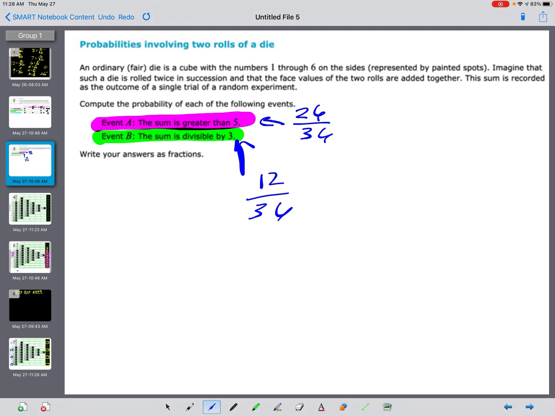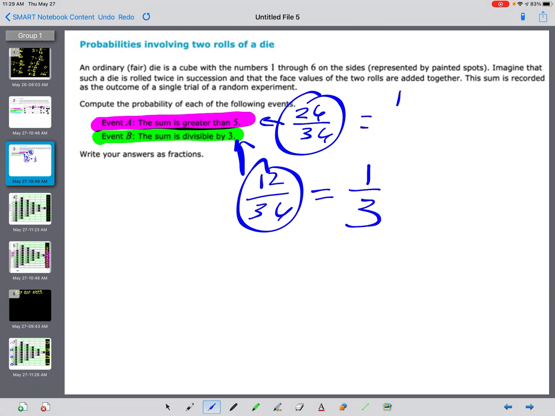If you're asked to simplify that, which we're not here, so you can just leave these answers, but if you were, this would be 1/3. This would be 13 over 18. And that's it.